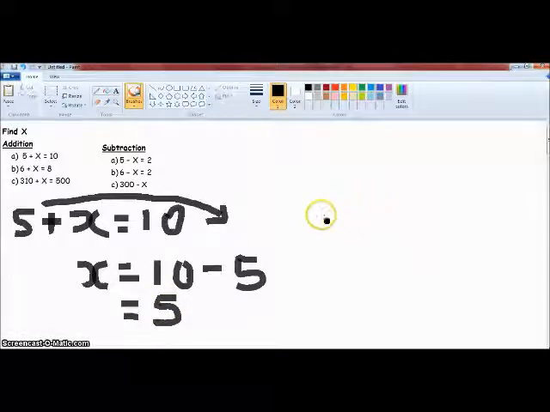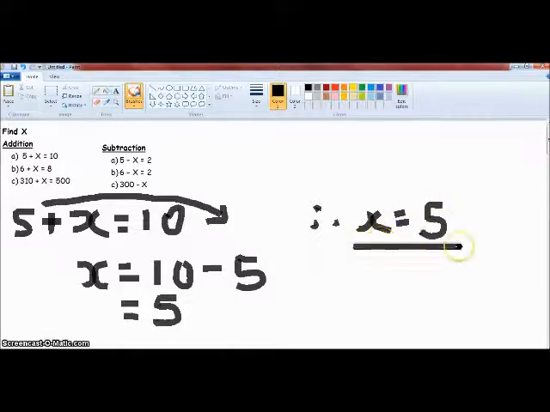So what this means is x equals 5. Now these three dots here in mathematics mean therefore. So here we are saying therefore x equals 5, and you can prove this. If this x is 5, it will be 5 plus 5 equals 10. So we can prove that, and that is correct.